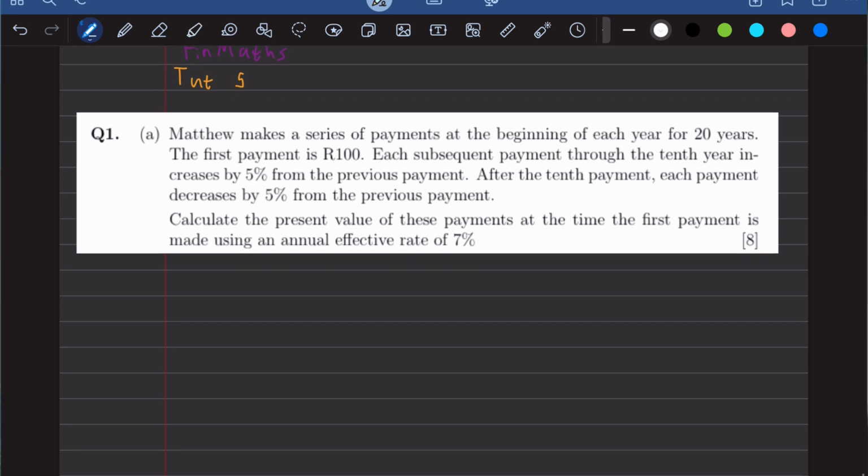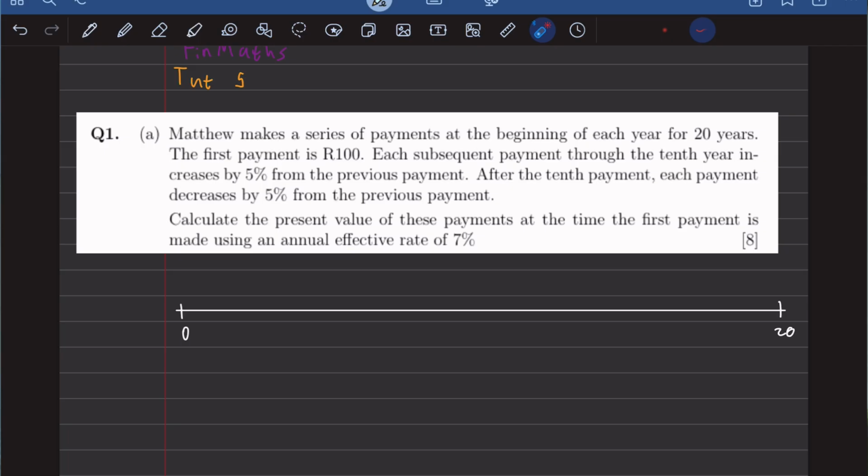Okay, so let's start by drawing a timeline. So we'll have our timeline like this. It'll go from time 0 to time 20 because it's for 20 years. Okay, and it says the payments are made at the beginning of each period, and the first payment's 100. So at time 0 we'll pay 100.